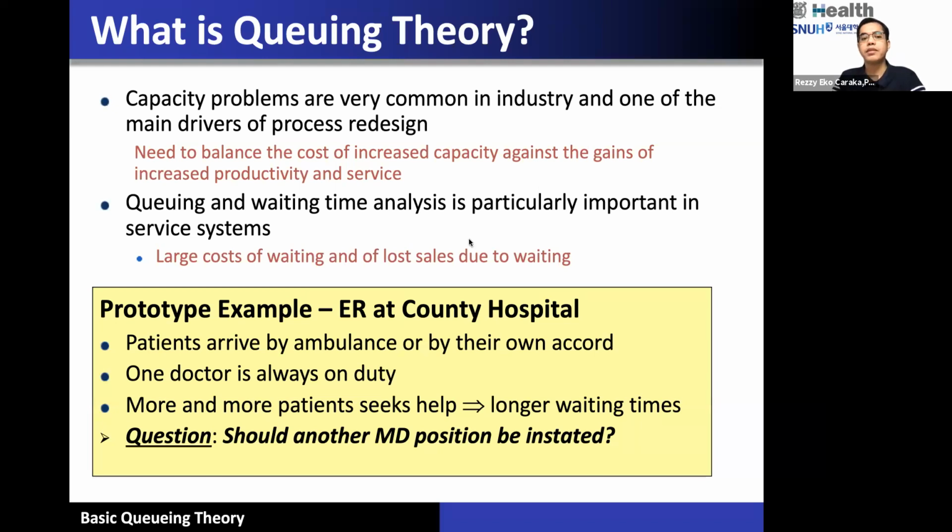For example, the prototype in the county hospital. Patients arrive by ambulance or by walking in. We have to know, for example, if patients come to the hospital, how long they have to wait until doctors come to serve. There are quite many applications of queuing theory in the business area.